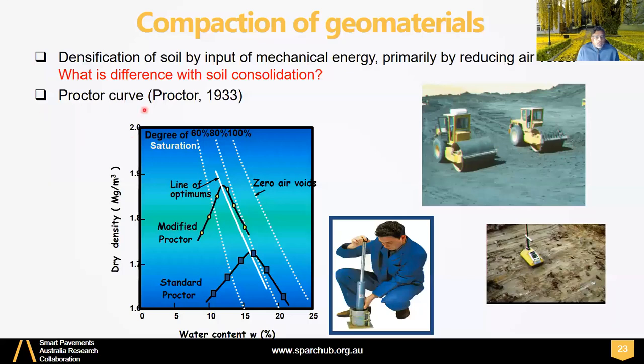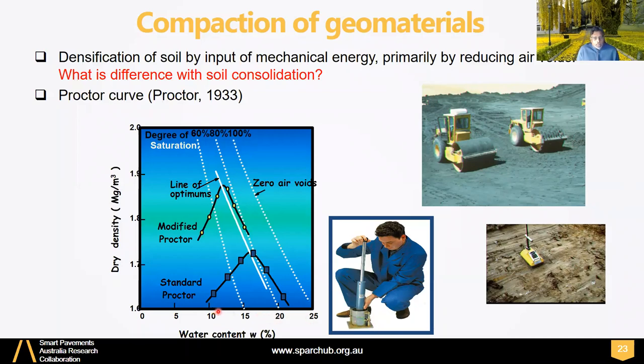The Proctor curve was developed in 1933 by Proctor to characterize soils and granular materials. A typical characteristic of the Proctor curve is the inverted parabolic shape when you plot water content on the x-axis and dry density on the y-axis. The standard Proctor, as you can see here in this picture, has a standard mold and a standard hammer, and the number of blows per layer is designated. Therefore, the energy input into the soil is designated.